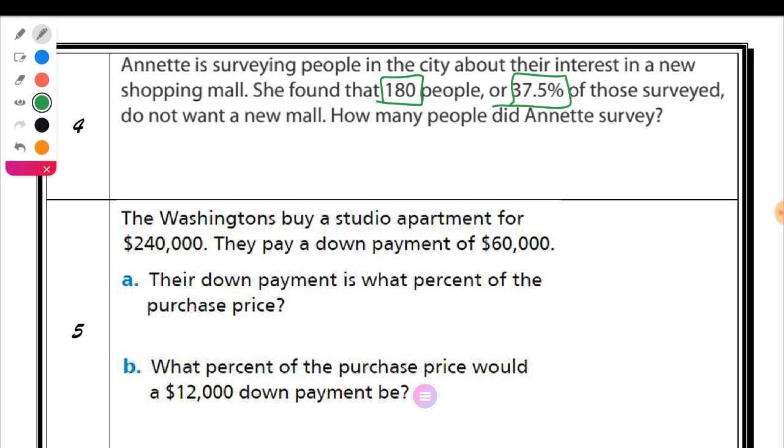It's not all the people. She asked only some of them, and 180 of them, 37.5%, said no. So this is a part. I consider it as a part, and this is the percent of the part, and I need the whole. Okay, use the formula and find the whole, so you will find the whole number of people.